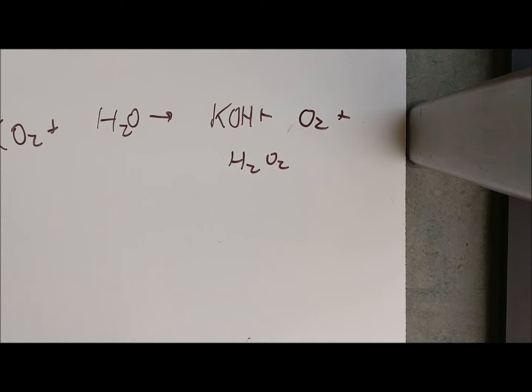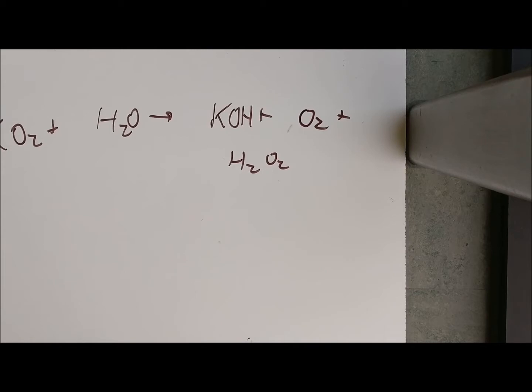We have an odd number currently of oxygens on the right side. We have an odd number of hydrogens on the right side, but we have an even number of hydrogens on the left side. So let's go ahead and throw a 2 in front of the KOH on the right side. And now we've got two Ks on the right side, so let's throw a 2 in front of the KO2 on the left side to go along with that.